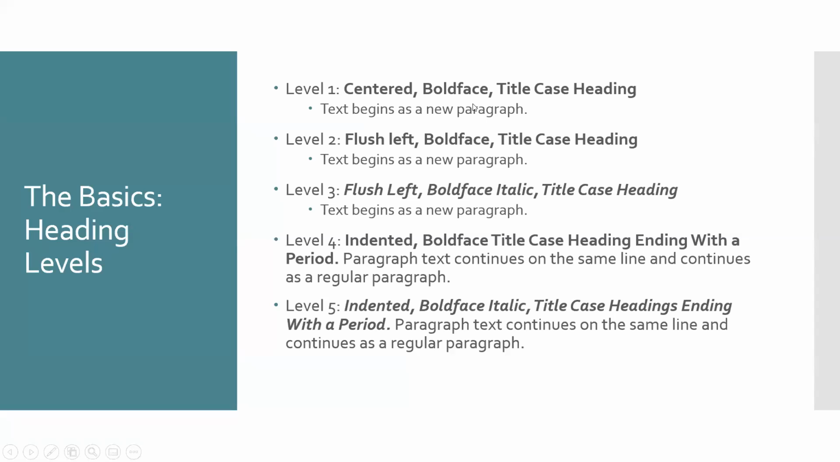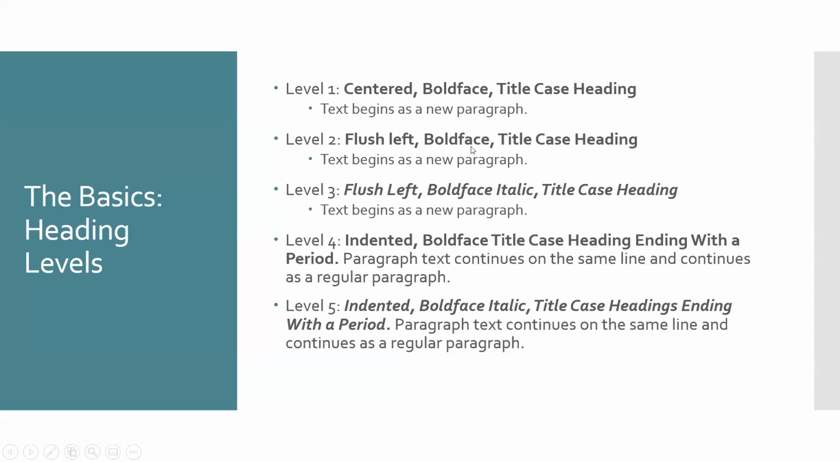First, level 1 is going to be the ones along the lines of, this is your chapter 3, this is your chapter 4, this is your discussion section. Those are the ones that are going to be centered. They're going to be boldfaced, so in bold letters, and they're just going to be in regular title case. Any of the text after these headings is going to begin as a new paragraph.